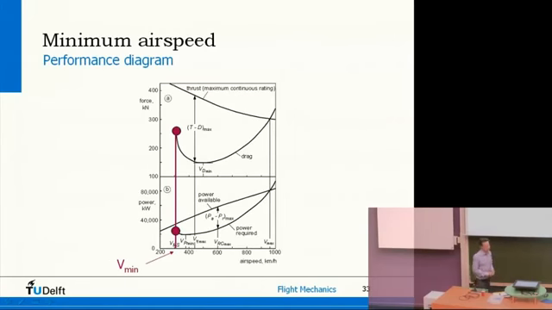Now if we go back to our performance diagram, if you have the aerodynamic drag curve, then the minimum airspeed is simply the airspeed where the curve stops. Okay? Each point on this curve is related to a certain angle of attack. So you have a small angle of attack here and a high angle of attack there. And at some point, angle of attack becomes so large that you get separated flow. And that's where we stop drawing the curve, because you can't fly there anymore.